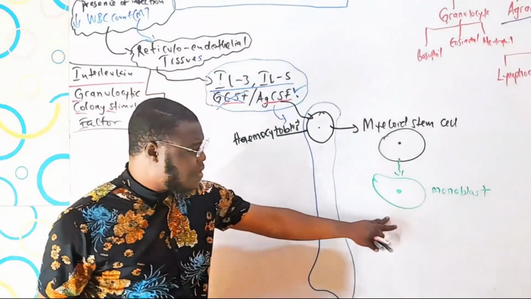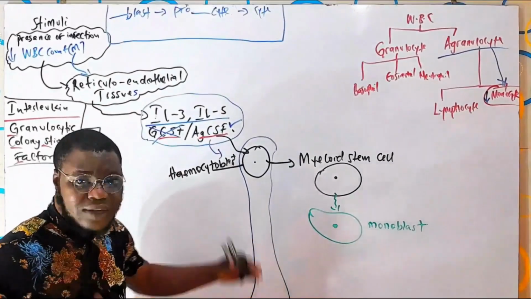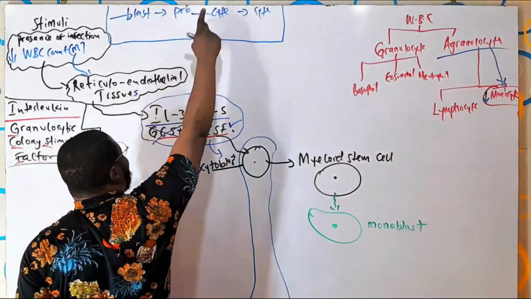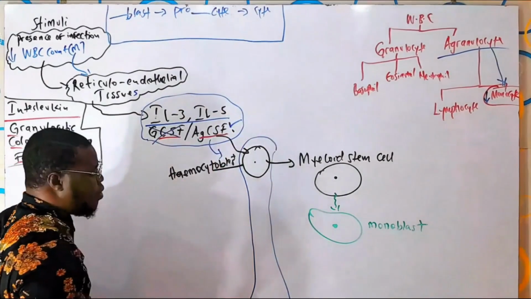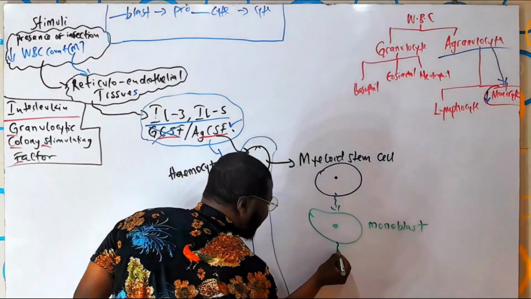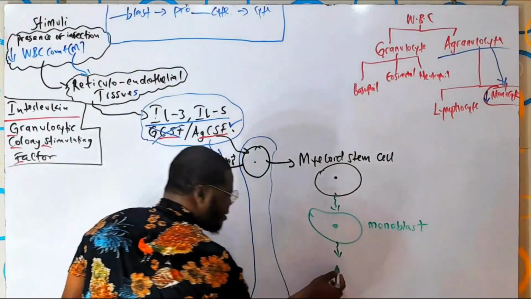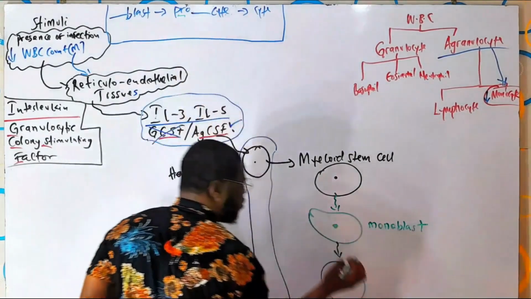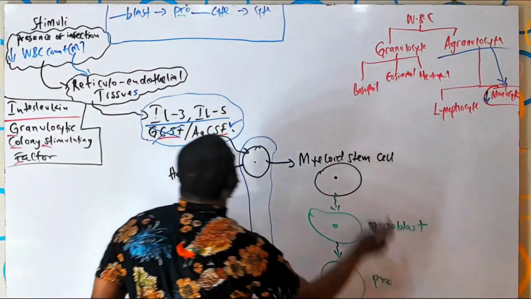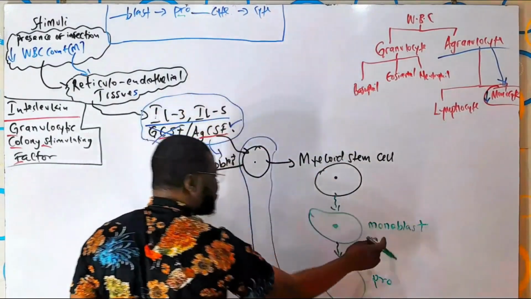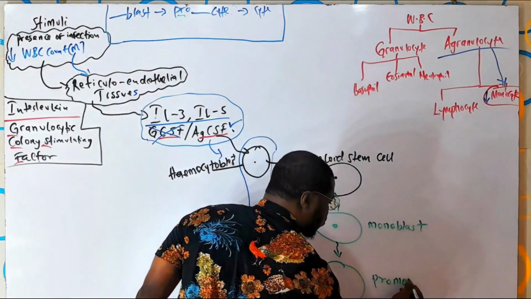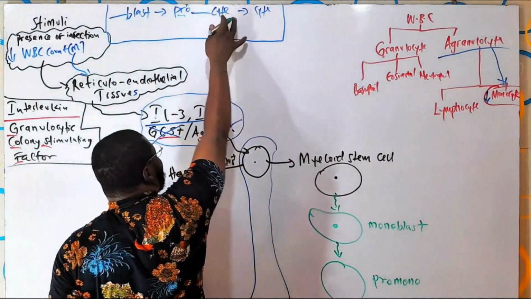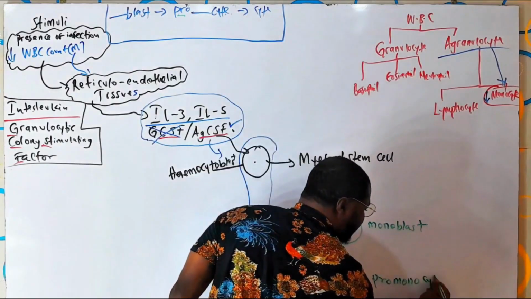So if you can guess this, tell me, what are you going to have next? After dash blast, it becomes pro dash site. Now, this monoblast is going to divide into a new cell again, and the cell it is going to divide into next is pro. Now, what are you going to put here? The same thing, mono. Pro mono what now? Pro monocyte. Let's put the site right here.